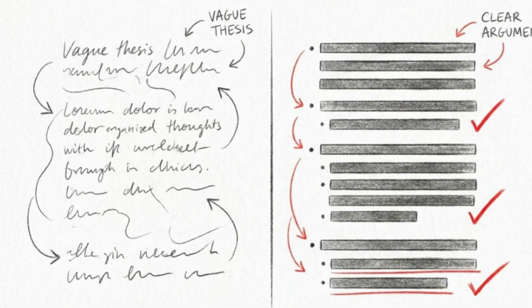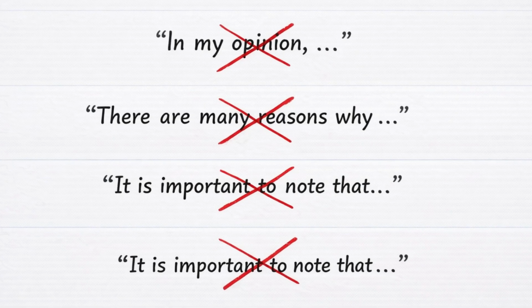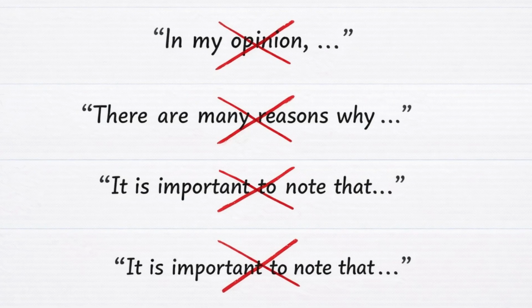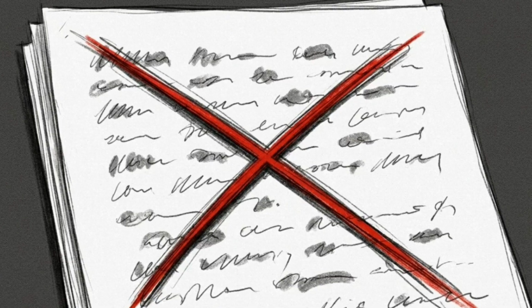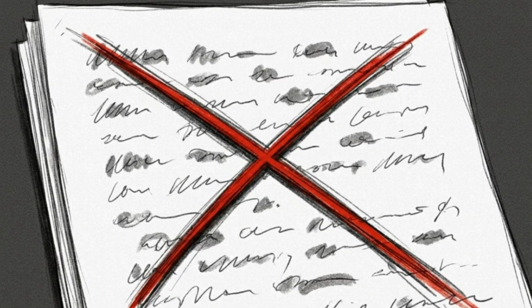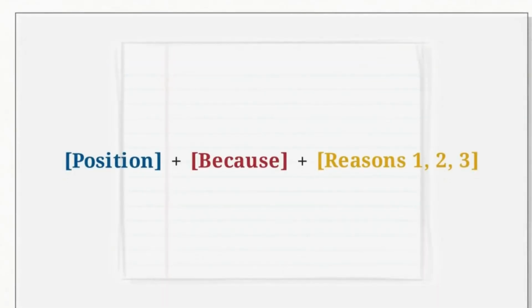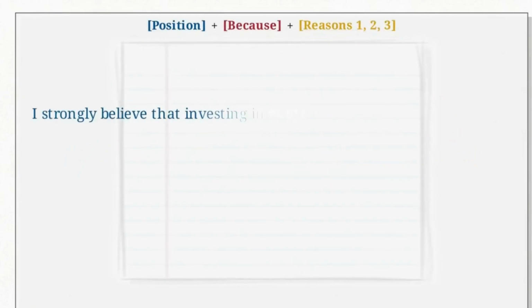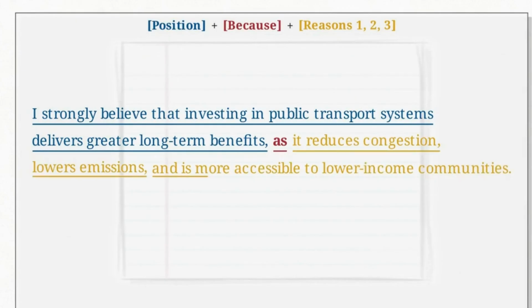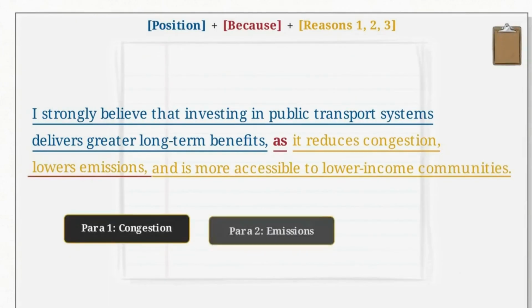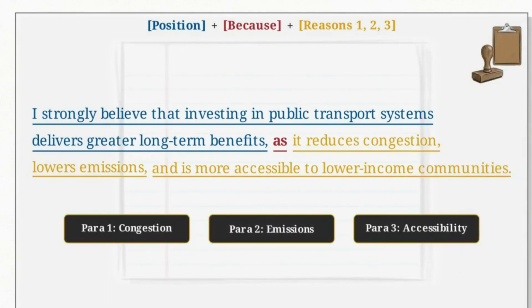a definitive thesis. Sentences like, "there are advantages and disadvantages," or "this is a complex issue," tell the examiner absolutely nothing about your position. They're empty templates. This equation breaks down the roadmap thesis formula. You state your exact position, write the word because, and list 2 to 3 distinct reasons. The examiner instantly knows exactly what the following body paragraphs will argue.